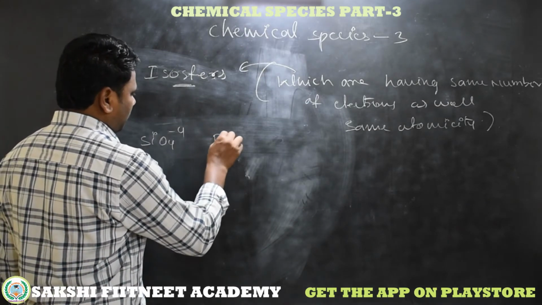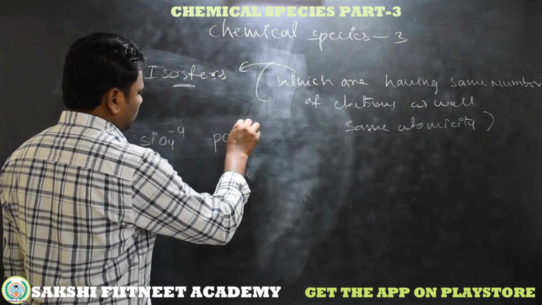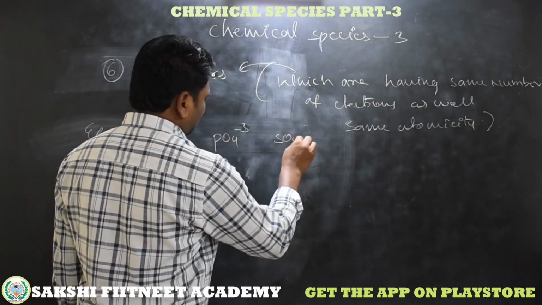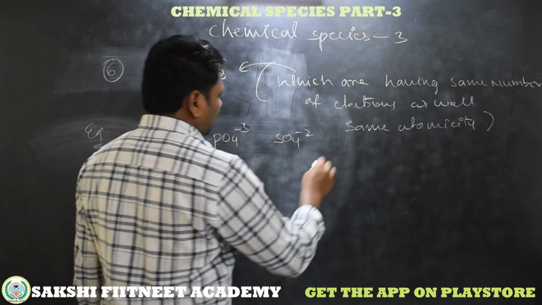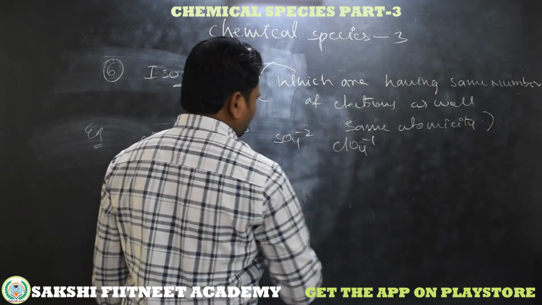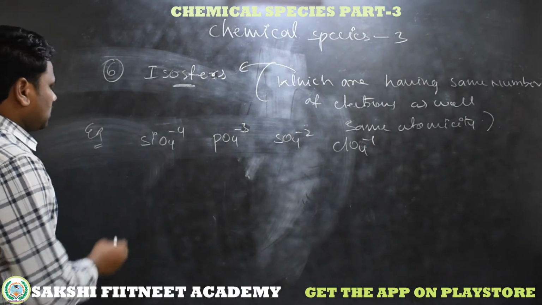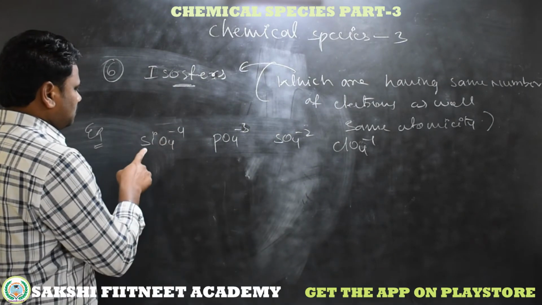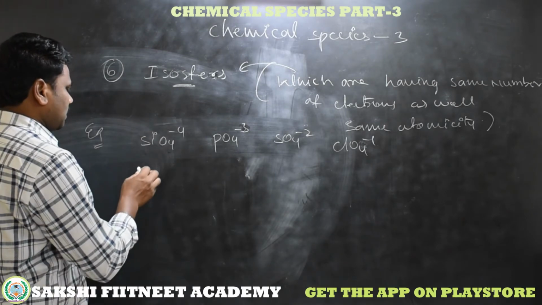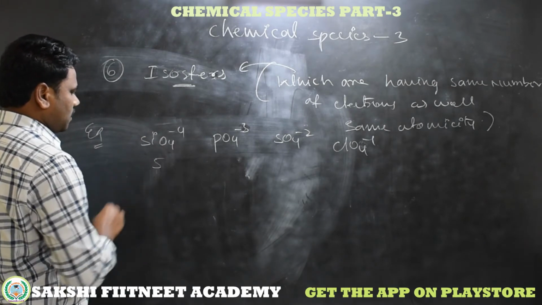Now coming to phosphorus tetroxide, which has a -3 charge. Now sulfur tetroxide, -2 charge. Now chlorine tetroxide, -1 charge. Now see here, what is atomicity? One is a silicon element, 4 are oxygen elements. So the atomicity becomes 5.